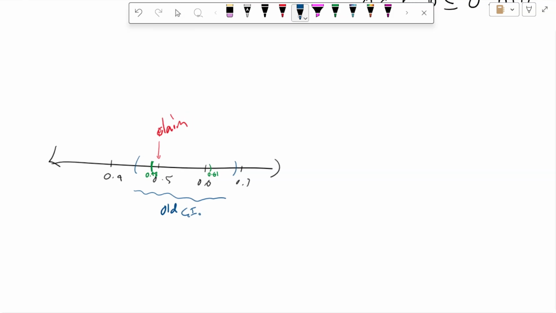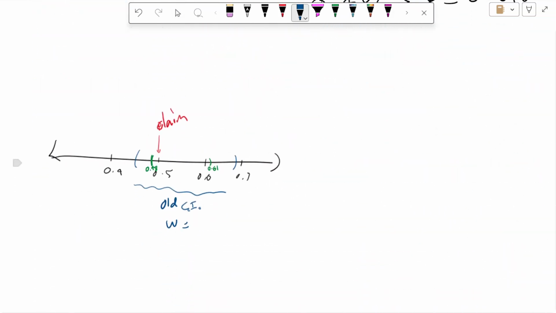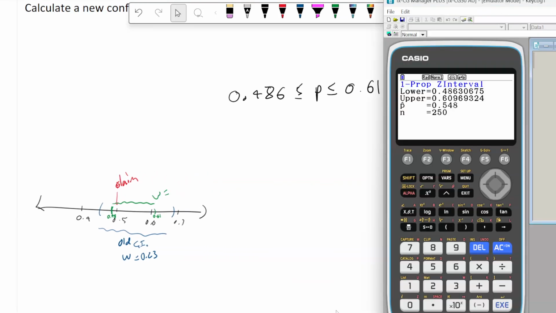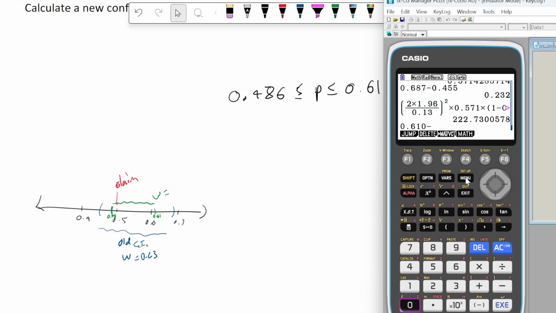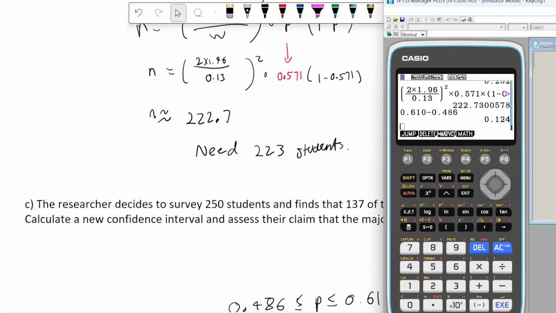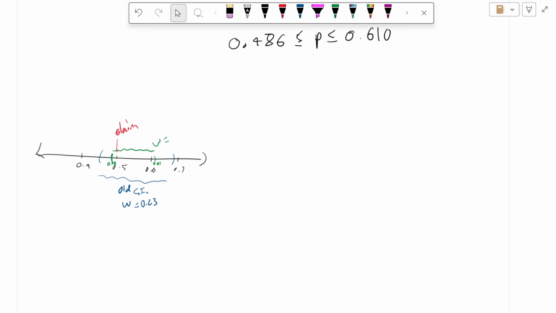And if the old confidence interval had its width being, I think it was 23, I'm hoping we can see that the new confidence interval width is a lot smaller. And in fact, our width there, in case you wanted to know exactly, 0.610 take 0.486, our width was 0.124. So our width was less than 13%. And that's partially because they used a lot more than 223 people. Okay, so width is 0.124.